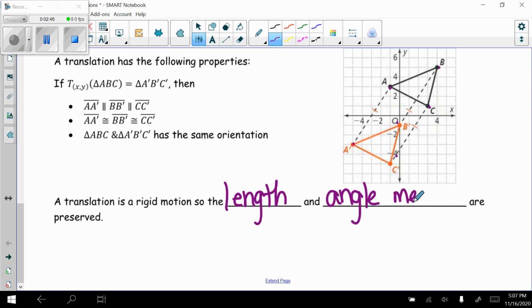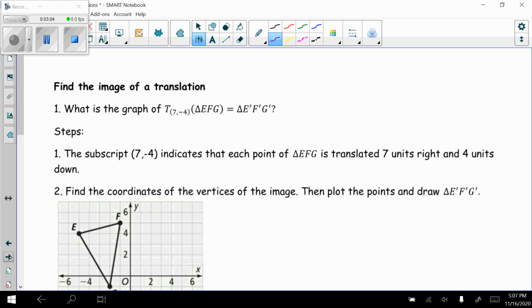So remember that in order to be a rigid motion, we cannot change the size. A translation does not change the size of anything because all that we're doing is shifting left or right, up or down, or both. Okay? So, next thing we want to look at, find the image of a translation.